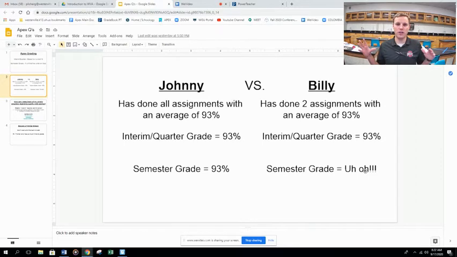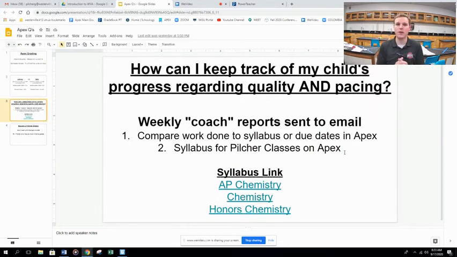Now, this isn't my decision on how I'm reporting these grades. This is per the district. So on interim and quarters, I'm simply going to provide a percent of the quality of the work that the students have done thus far, no matter how many assignments they have or have not done. But the semester grade will be based on how well did they do and how many of those assignments did they do. Did they complete all the assignments that they had to during that first semester? So I just want parents to be aware that just because they have a good grade on the interim or quarter does not mean that they are on schedule and are looking at a very good semester grade down the road.